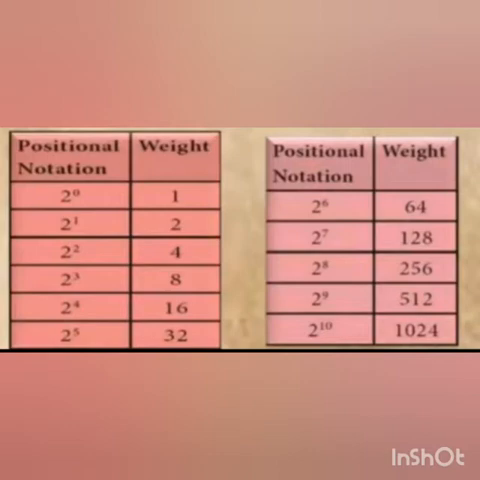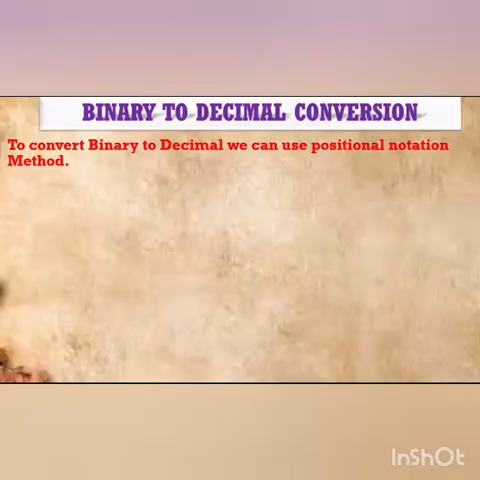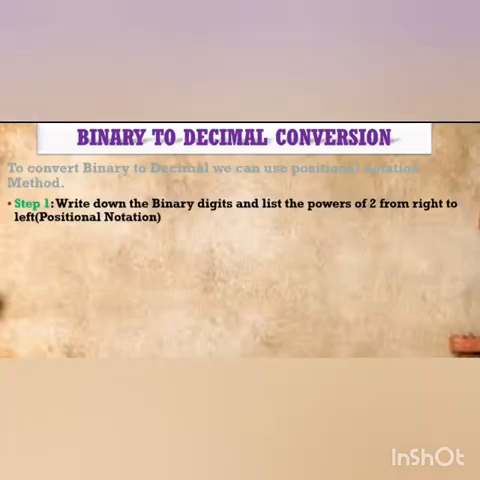2 power 0, anything power 0 is 1. So 2 power 0 is 1. 2 to the power of 1 is 2. 2 square is 4. 2 cube is 8. 2 to the power of 4 is 16, 2 to the power of 5 is 32, and it goes on. This is the positional notation and their corresponding weight. So, to convert binary to decimal, we can use the positional notation method, and also we have to follow 4 steps.